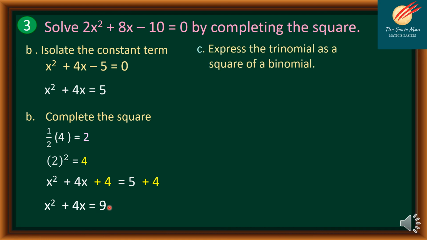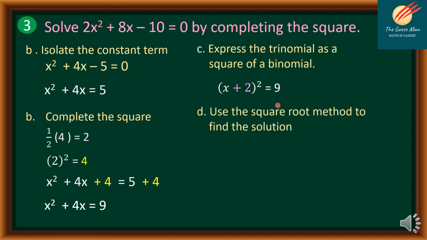Next step is express the trinomial as a square of binomial. So what we're going to do is, again, the square root of x squared is equal to x. And the 2 here is derived from 1 half of the middle term, or the numerical coefficient of the linear term. Then we have 9. Then extract the root of both sides of the equation. So that is why we have square root of x plus 2 squared is equal to square root of 9, or x plus 2 is equal to plus or minus 3.